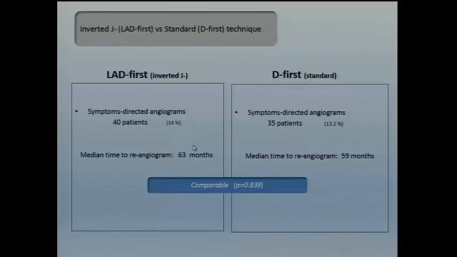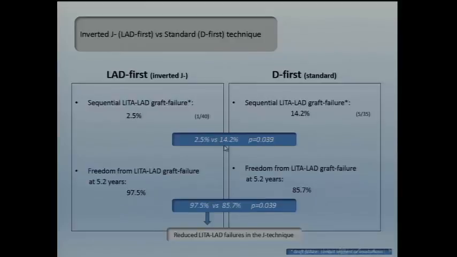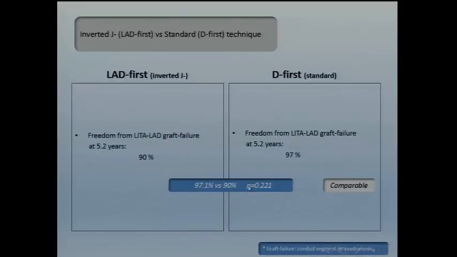Now, in the LAD-first technique, we had 40 patients who underwent angiograms and 35 in the diagonal-first technique, at comparable median time to re-angiogram. And with regard to results, we had 97.5% freedom from graft failure in the LAD territory with the LAD-first technique, compared to 85.7% for LITA to LAD graft failure in the standard technique. This is after 5.2 years of angiograms, rather than 8.9 years. Here you can see that there were reduced problems in the LAD territory with the LAD-first technique. With regard to the diagonal territory, there was basically a non-significant difference between both techniques.